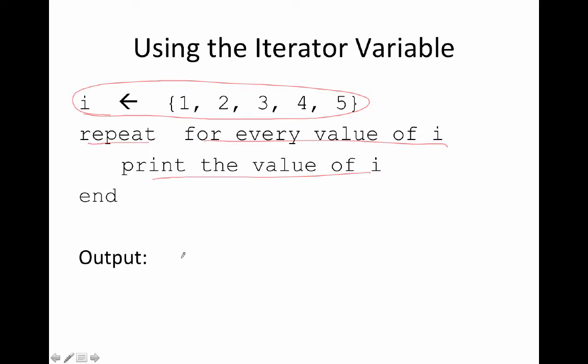But let's say when I has a value 1, we print 1. When I has the value 2, we print 2. When I has the value 3, we print 3. When I has a value 4, we print 4. And when I has a value 5, we print 5. So in this case, when we're printing the value of I, we're going to see each value of I as the action of the loop is executed, in this case to print the value of I.